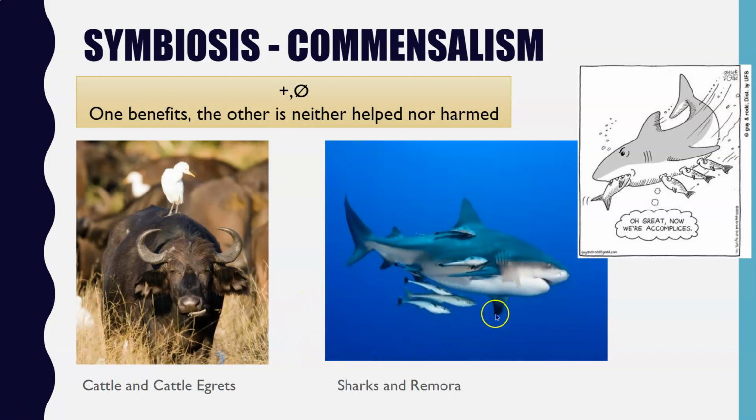You probably have seen this on Shark Week, where little fish chase around a shark, and ultimately the fish feed off of the skin of the shark. And then cattle and cattle egrets: the egrets feed off of the insects from the cattle, but the cattle's not harmed by the egret, and the shark's not harmed by these remora.